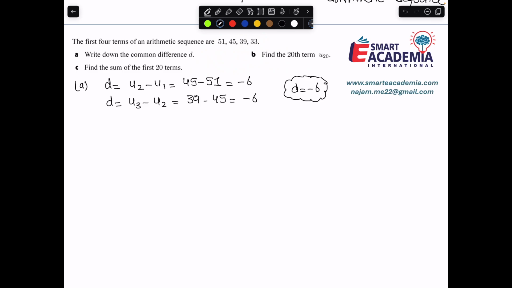Converging means it's converging to a lower number, and if it's diverging, it means it's diverging to a higher number. But this is more relevant for geometric series. We do not use this for our arithmetic sequence.